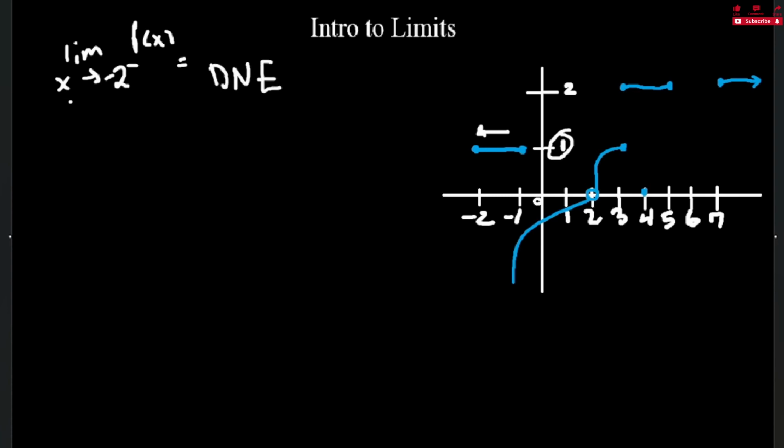However, we do the same thing. Limit, let's fix that here. Limit as x approaches -2 again, and you want to use a plus sign this time to indicate from the right side, of f of x equals, right? And you see this arrow right here, from the right, it's approaching this value of 1. So from the right, it does exist.